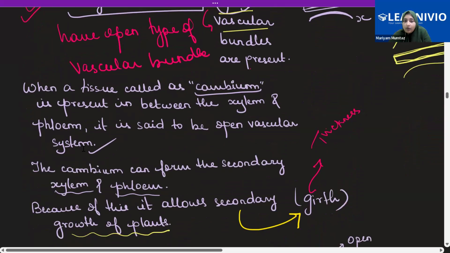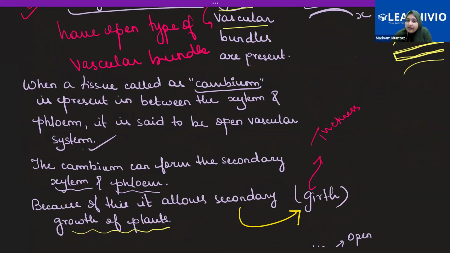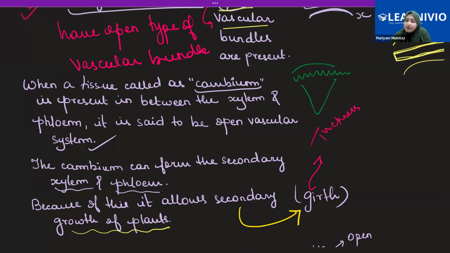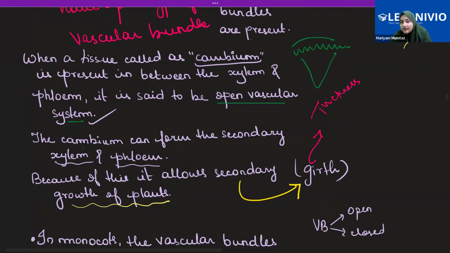Also, one more thing about the open vascular system. For example, if the xylem is there and the phloem is there, and in between the xylem and phloem a tissue called cambium is present, then we call it the open vascular system. Okay? And when the cambium is not present, we call it the closed vascular system.